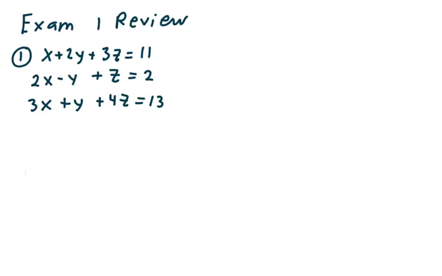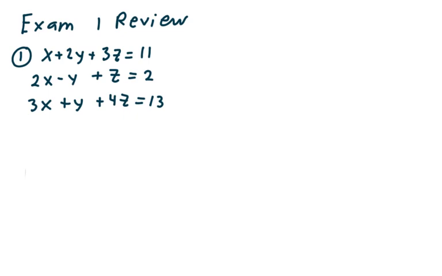This is a video from the Exam 1 review in my linear algebra class. Let's take a look at problem 1. Suppose we're given the system x plus 2y plus 3z equals 11, 2x minus y plus z equals 2, and 3x plus y plus 4z equals 13.